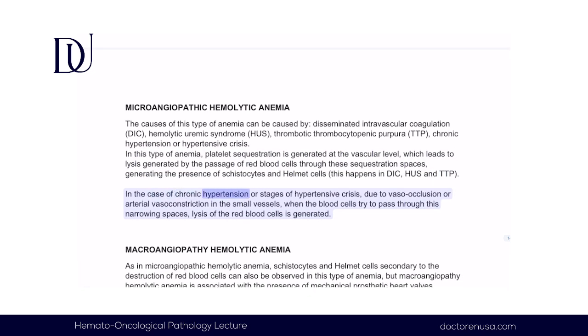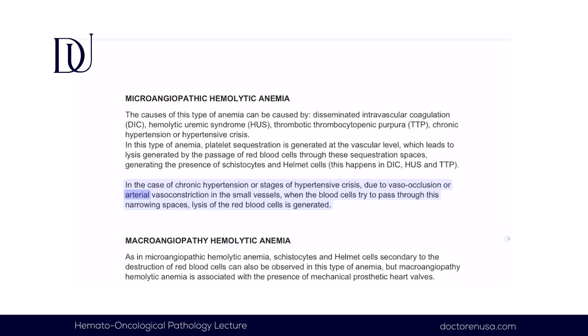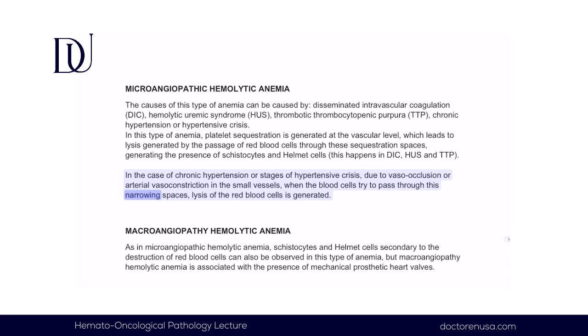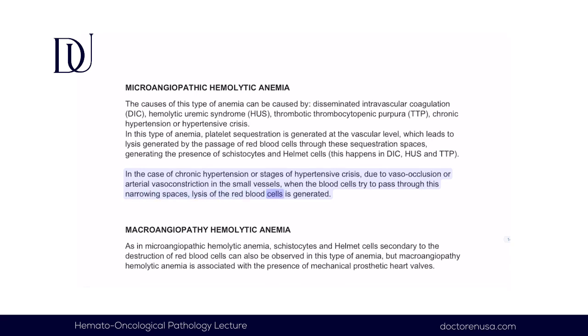In the case of chronic hypertension or stages of hypertensive crisis, due to vasoocclusion or arterial vasoconstriction in the small vessels, when the blood cells try to pass through these narrowing spaces, lysis of the red blood cells is generated.